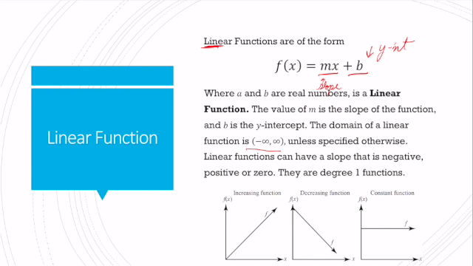They can have slope that is negative, which means they'll look like a decreasing function, positive, which makes them look like an increasing function, or 0. This has 0 slope, and this is what we call a constant function. These are going to look like f of x equals 4, or otherwise known as y equals 4.